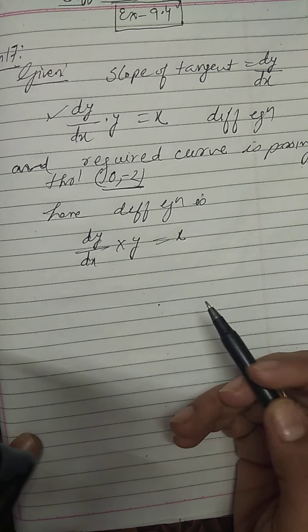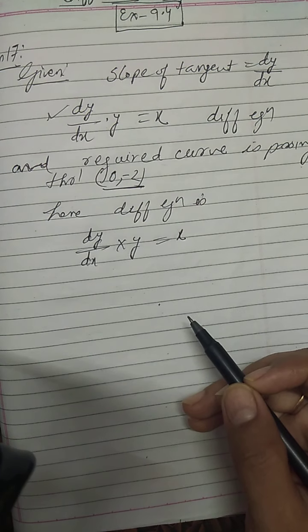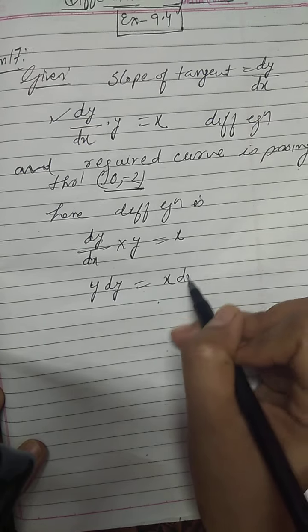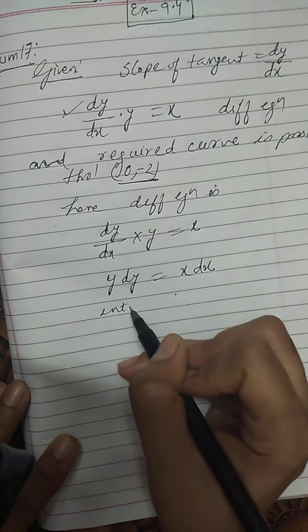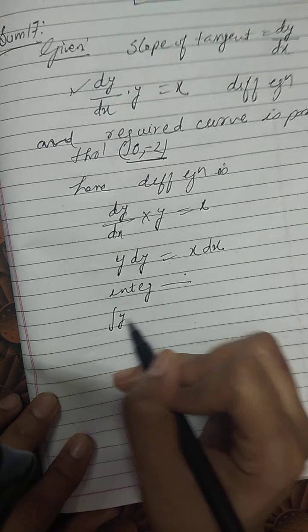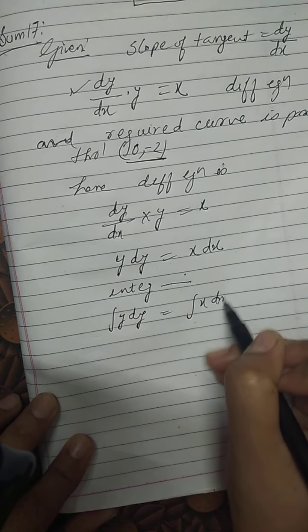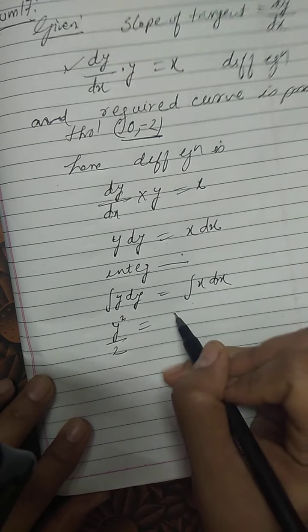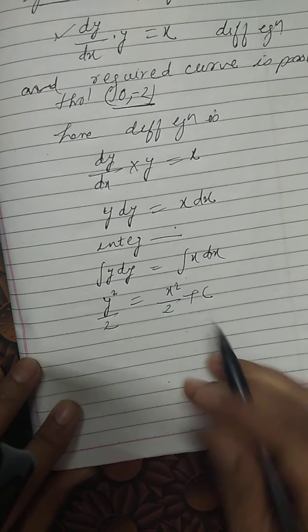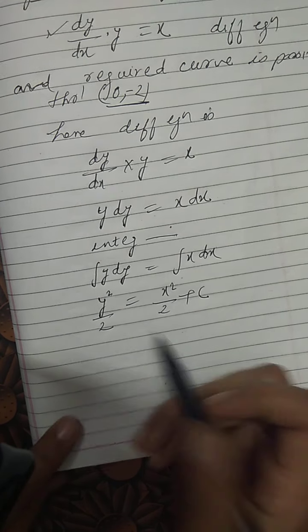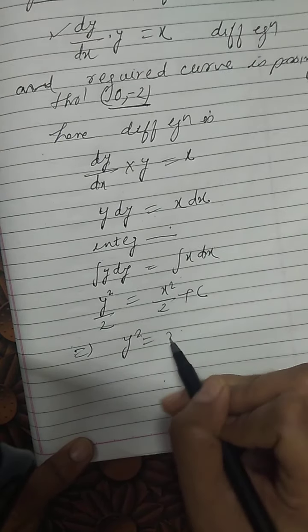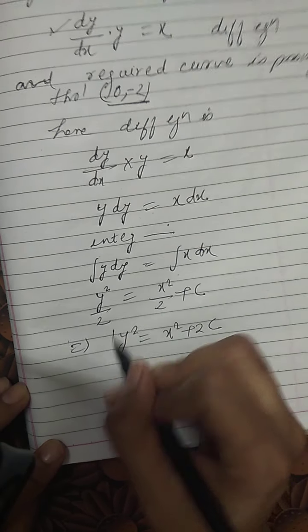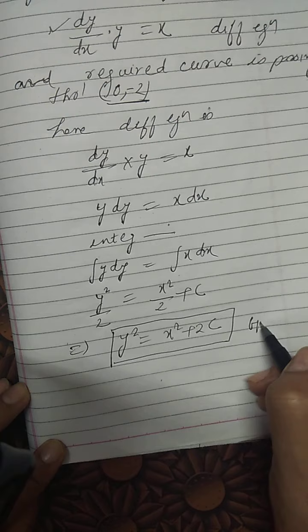We will separate our variables, and it will become y dy equals x dx. When we integrate both sides we get the integral of y dy equals the integral of x dx. So y square by 2 equals x square by 2 plus a constant. I can simplify it: y square equals x square plus 2c, and this 2c is again a constant only. So here is our general solution.